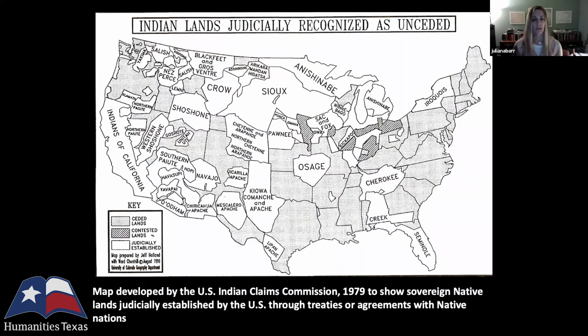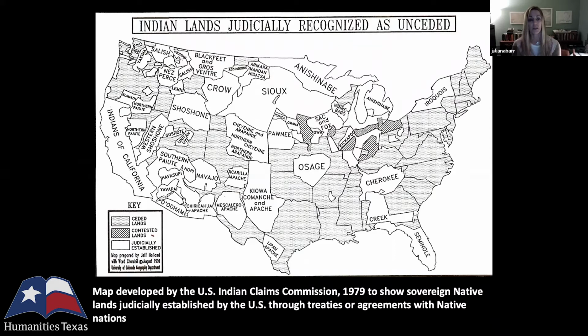So what you see, and so here's a map, and this was created in 1979 by the Indians Claims Commission. So this was a commission created by the US government. And everything you see in white in this map are areas and lands that the United States recognizes that they never legally took from Native nations.